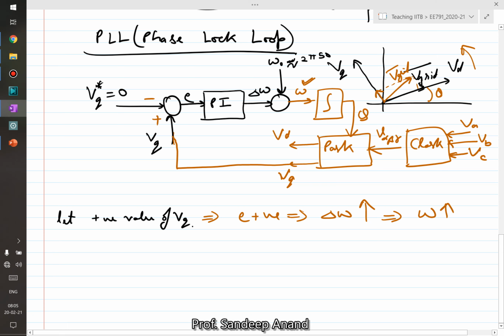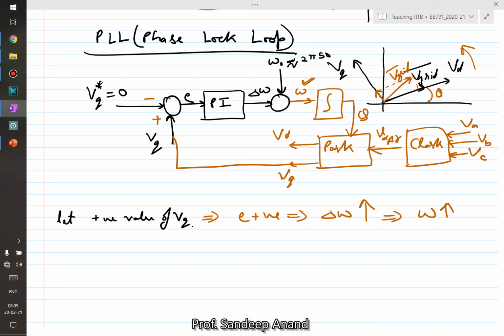If the frame goes ahead of V grid, then the Q component will come out to be negative, VQ will start coming out to be negative. That will make the error negative, which will reduce the delta omega, and which will reduce the frame speed, right? So this is the basic logic with which these kinds of phase lock loop would work.